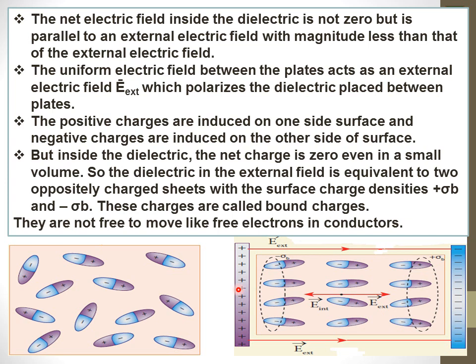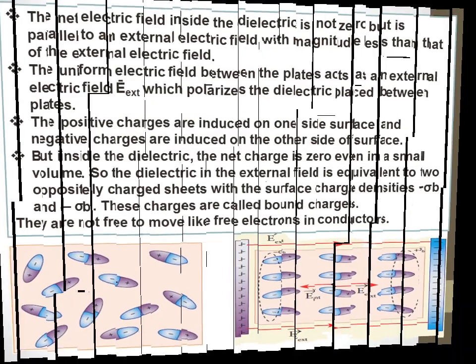So the dielectric in an external field is equivalent to two oppositely charged sheets, this positive and negative charge sheet, with the surface charge density plus sigma b and minus sigma b. These charges are called bound charges. They are not free to move like free electrons in conductors. The dielectrics never allow.